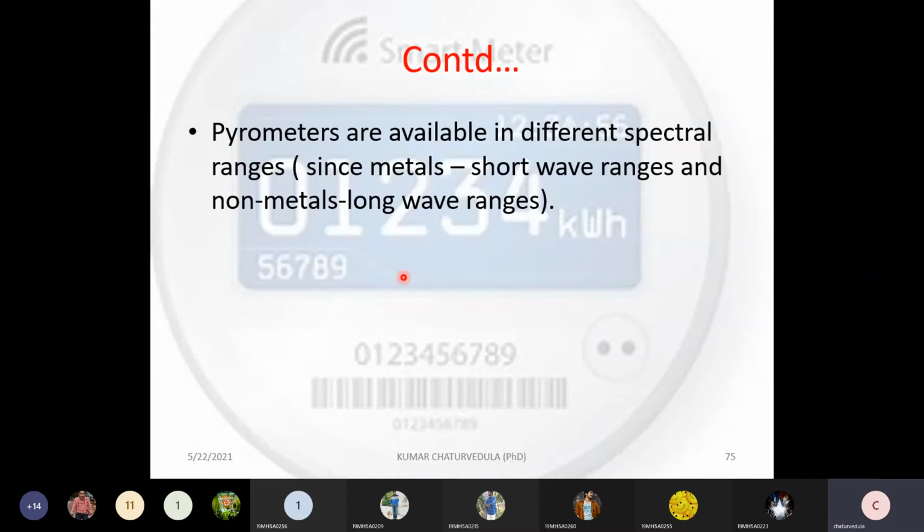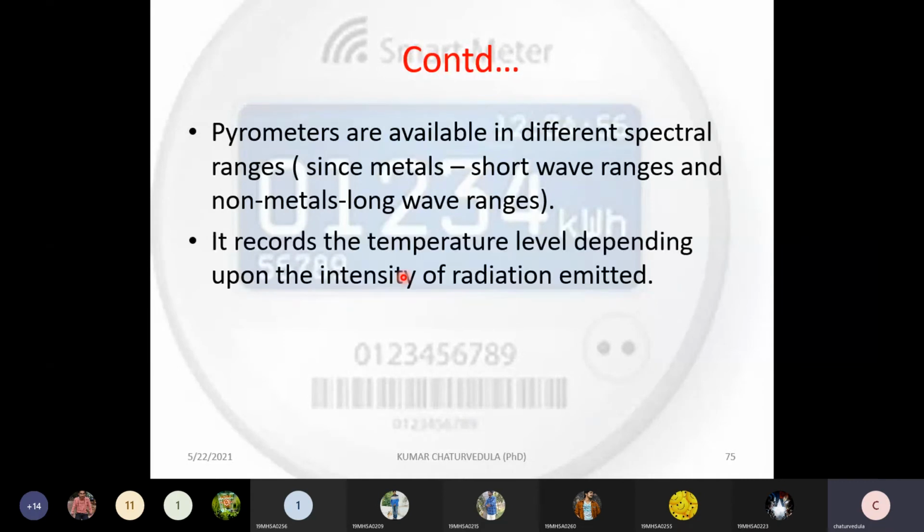As you know, pyrometers are available in different spectral ranges. They cover electromagnetic waves in short range, medium range, or even long wave ranges. Based on that, these pyrometers are available, and they record the temperature at a very high level, depending upon the intensity of the radiation of the electromagnetic wave that is emitted.